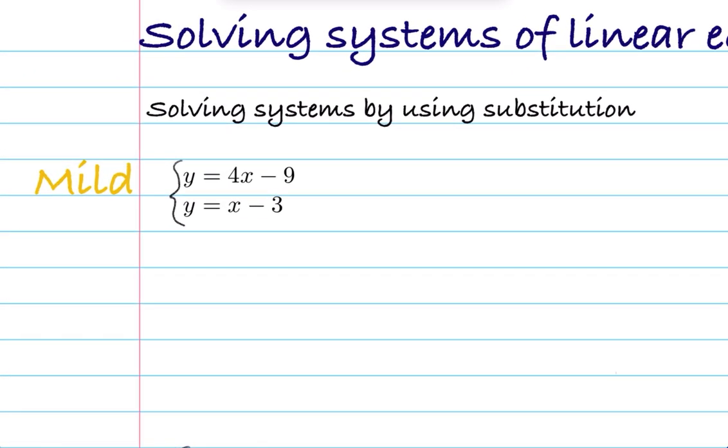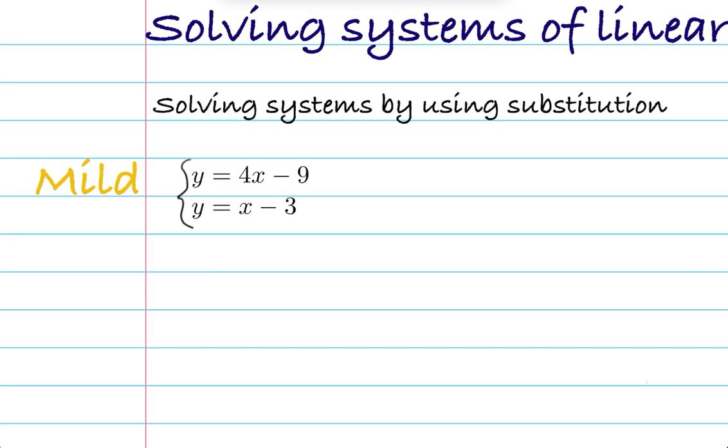All right, so the first one we're looking at is y equals 4x minus 9 and y equals x minus 3. And what we're basically looking at is you've got two lines and you are looking at where they are going to cross. Okay, so we're looking for that intersection point, if it has one.